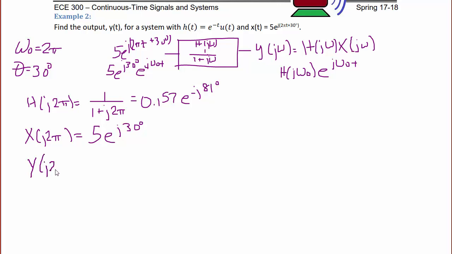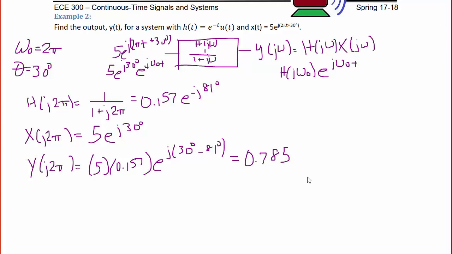So y of j 2 pi is going to equal 5 times 0.157. You multiply the magnitudes together, e to the j, and then you add the angles. So that's going to be 30 degrees minus 81 degrees. So y of j omega is 0.785 e to the negative j 51 degrees. I can also write it as y of t equals 0.785 e to the j, and now I bring my frequency back, 2 pi t minus 51 degrees.